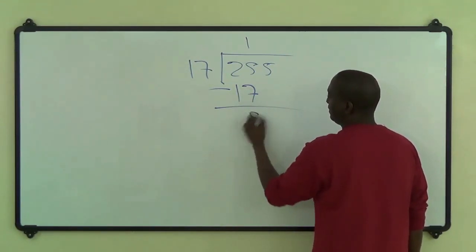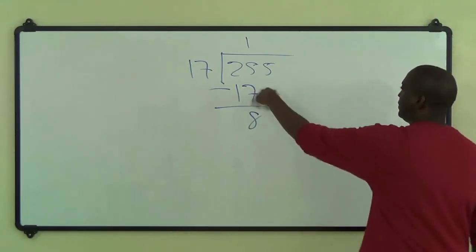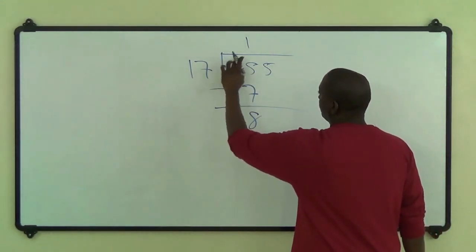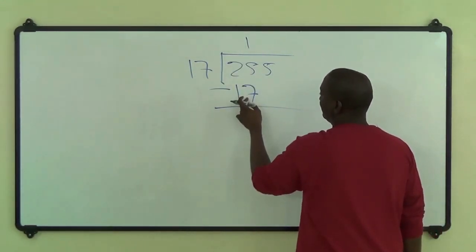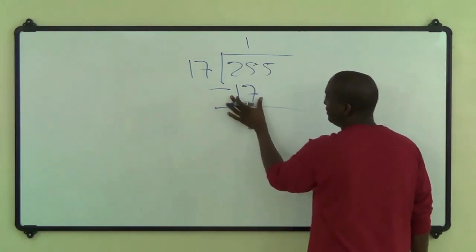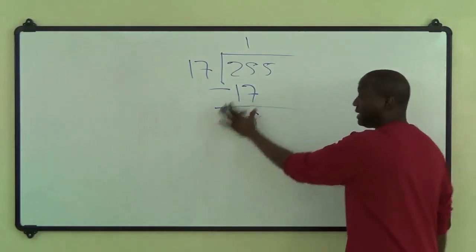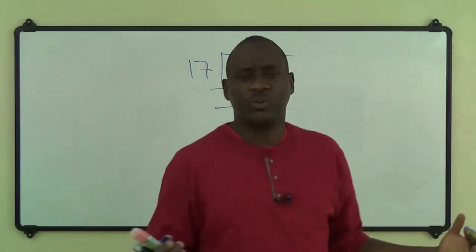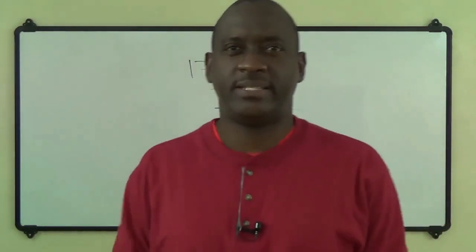25 minus 17 is 8. Let me just leave it at that, because anything you do here will get the same thing. If I take 1 from this 2 and bring it up here, 15 minus 7 is 8. So I just minus them just like that. 25 minus 17 is 8. And again, if you're doing add maths, you're supposed to know that 25 minus 17 is 8.